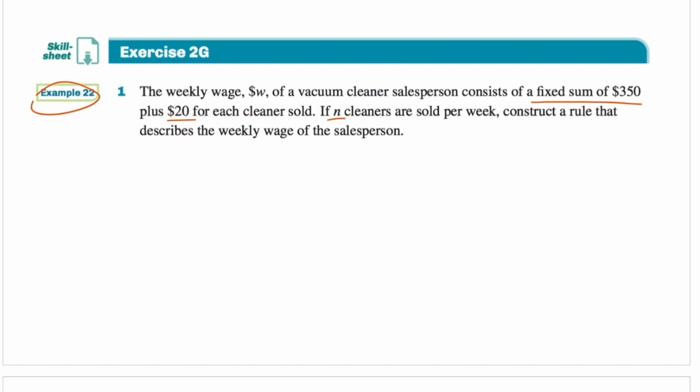So fixed charge means it doesn't matter how many cleaners were sold, the salesperson will always get paid $350 every week. And obviously, the more cleaners he sells, the more money he will make. And the extra money is denoted by $20 per cleaner times the number of cleaners sold, which is n.